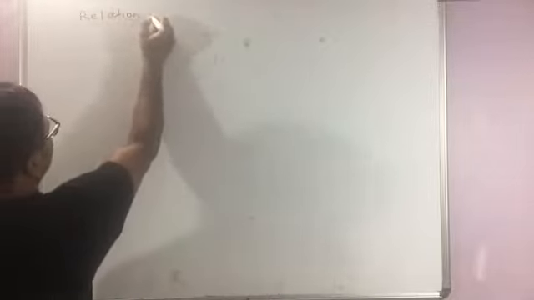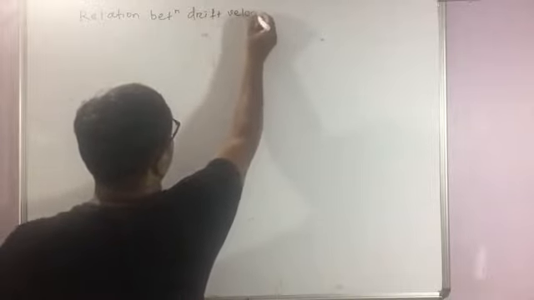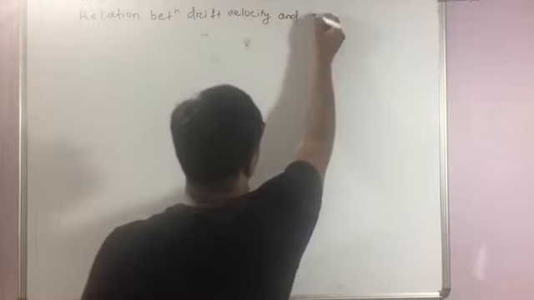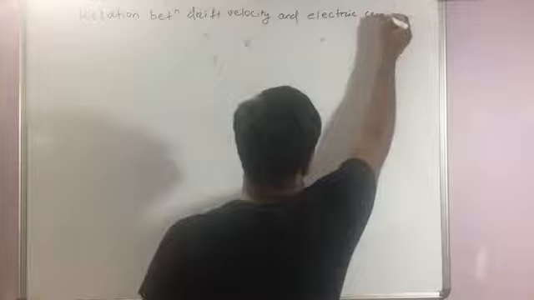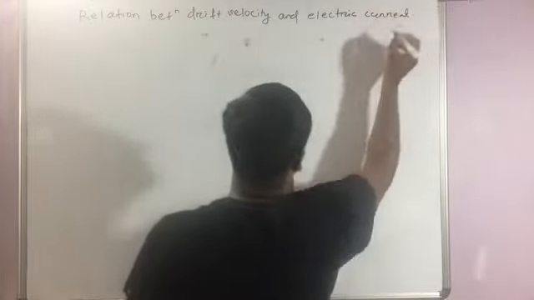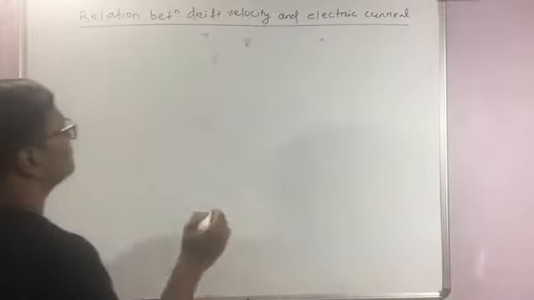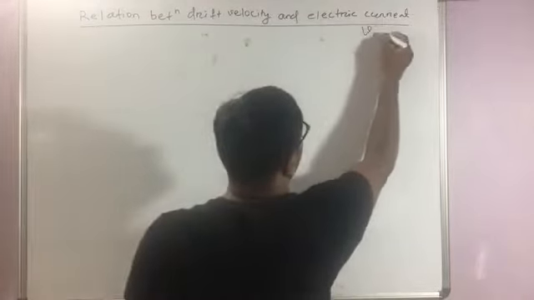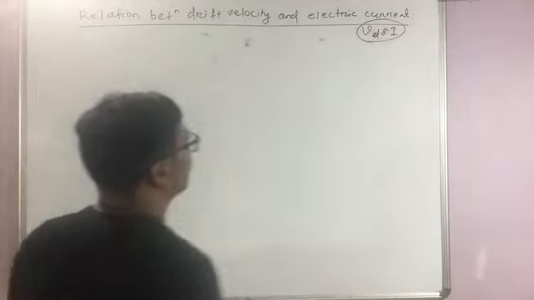Relation between drift velocity and electric current. So it means Vd and I. What is the relation between them?